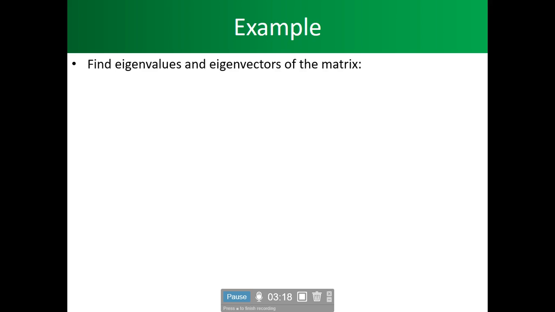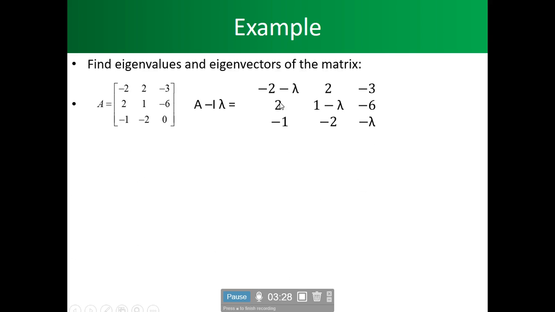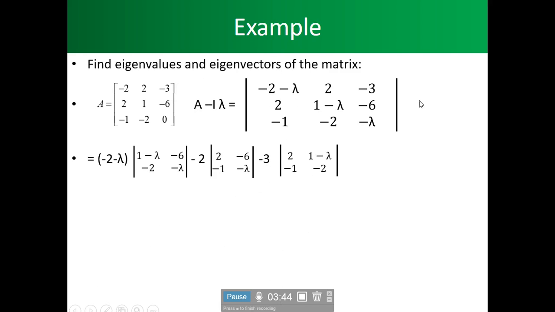Now we're going to go through an entirely different example. And our goal is to find the eigenvalues and eigenvectors. This is our A matrix. With our A matrix, we now can derive our A minus I lambda, which we have here. Now the first thing we would like to do is take the determinant.